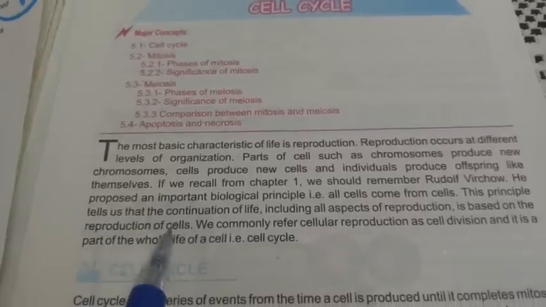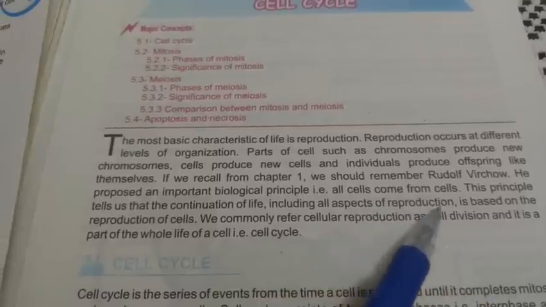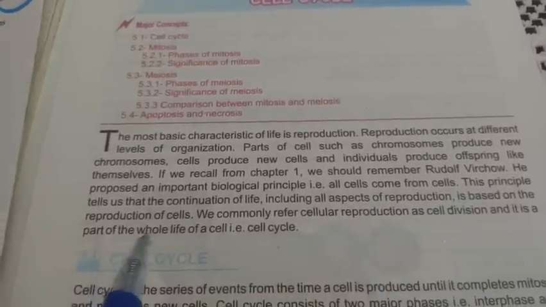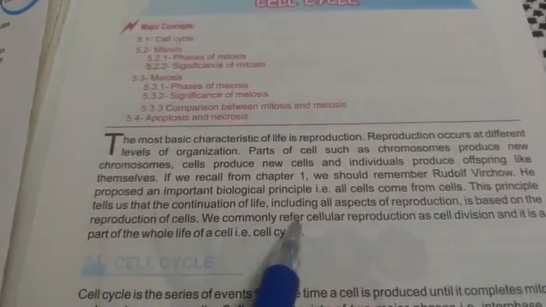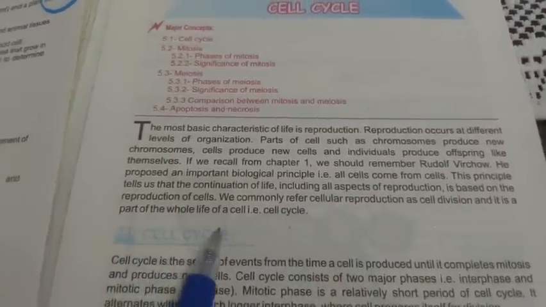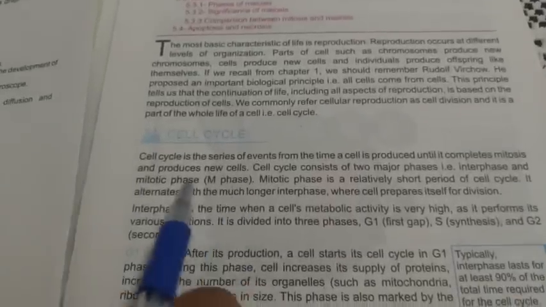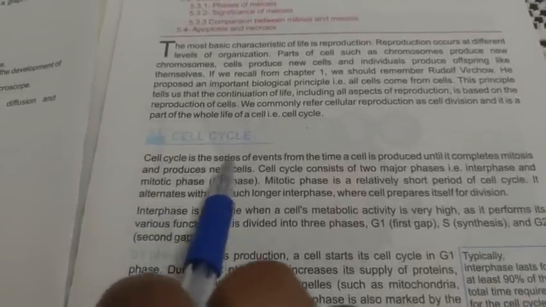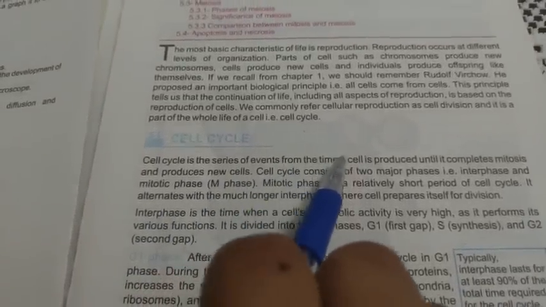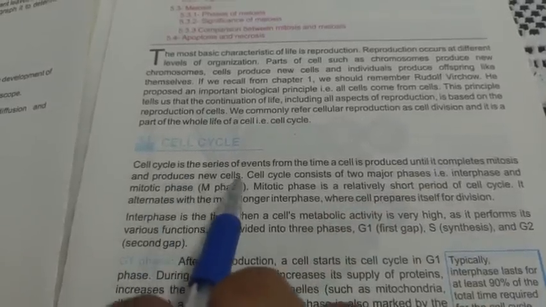This principle tells us the continuation of life, including all the aspects of reproduction, is based on the reproduction of cells. We commonly refer to cellular reproduction as cell division, and it is a part of the whole life of cells. Cell cycle. Cell cycle is the series of events from the time a cell is produced until it completes mitosis and produces new cells.